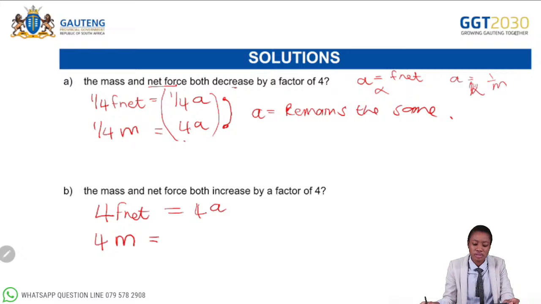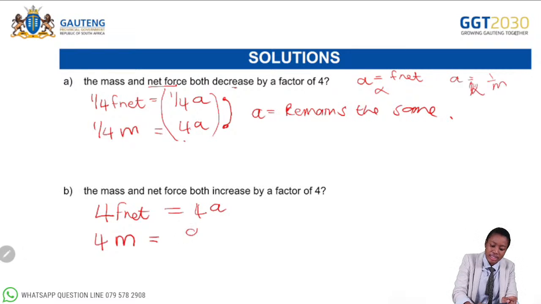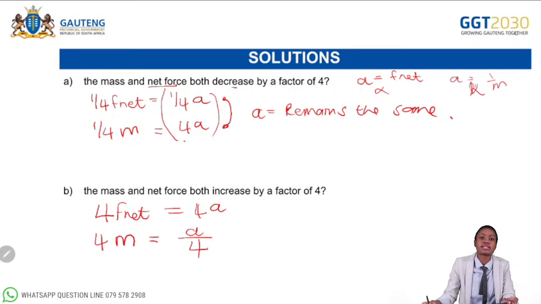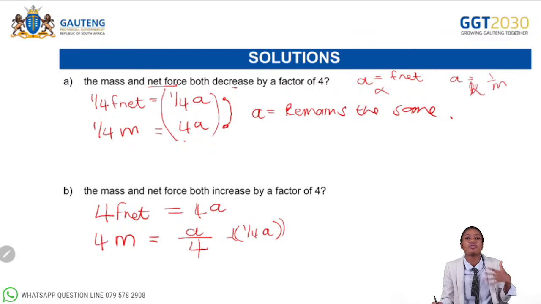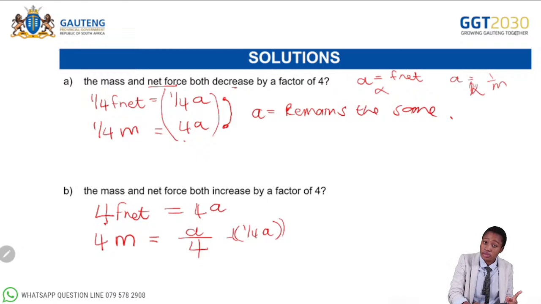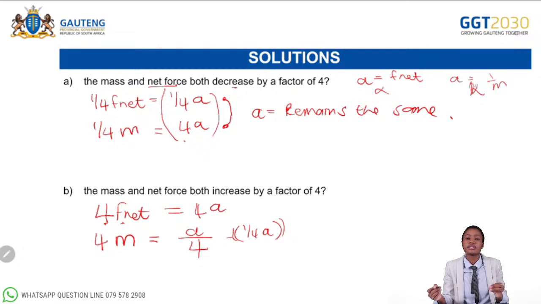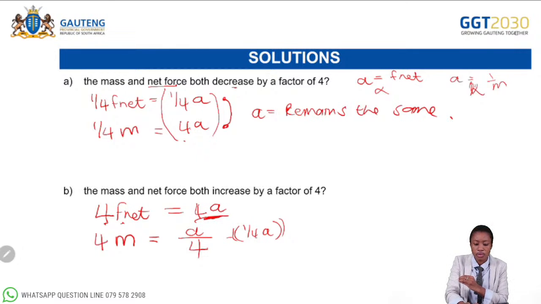What happens to acceleration? It will decrease by a factor of 4. So basically, this is as good as saying 1 over 4a, right? It decreases by a factor of 4. What does that tell you? We increased force by a factor of 4, so acceleration increased by a factor of 4. But then we increased mass by a factor of 4, so acceleration then decreased by a factor of 4.